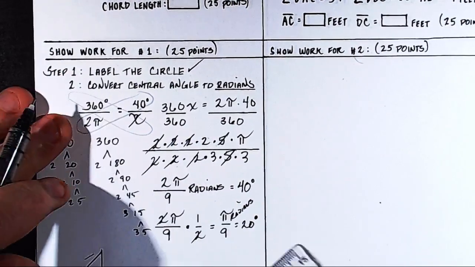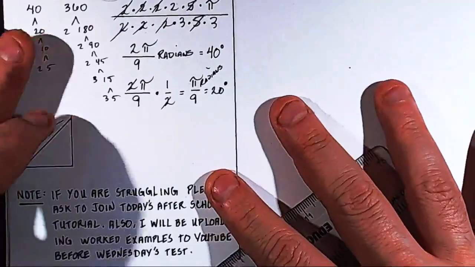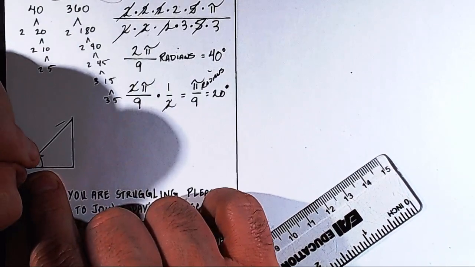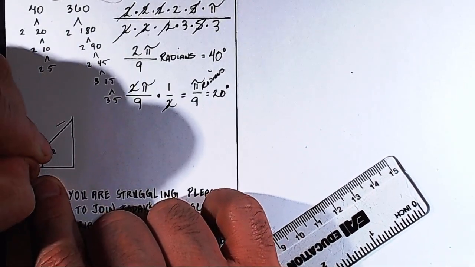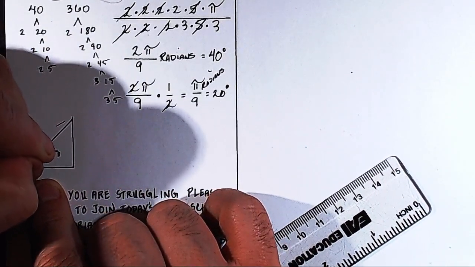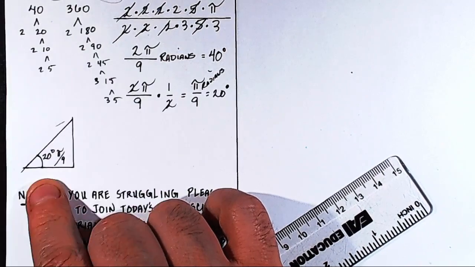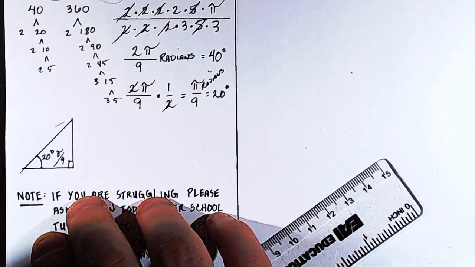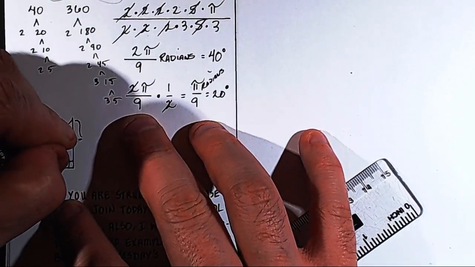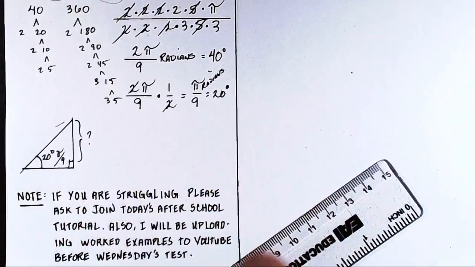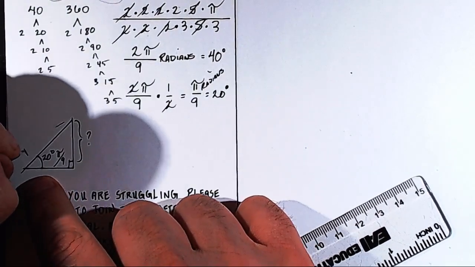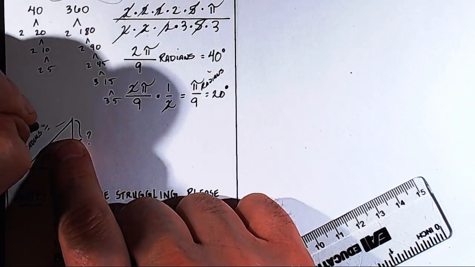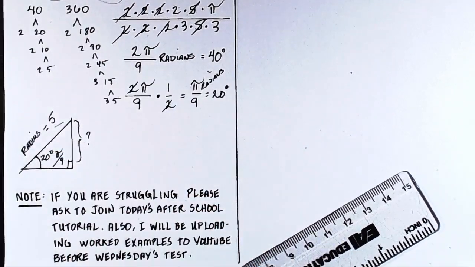All right, and it's not to scale, but this angle is 20 degrees, or pi over 9 radians, and this is 90 degrees right here. What we want to know is the height. We already know this is the radius of the circle, so this is still equal to 5. So I want to know the height.